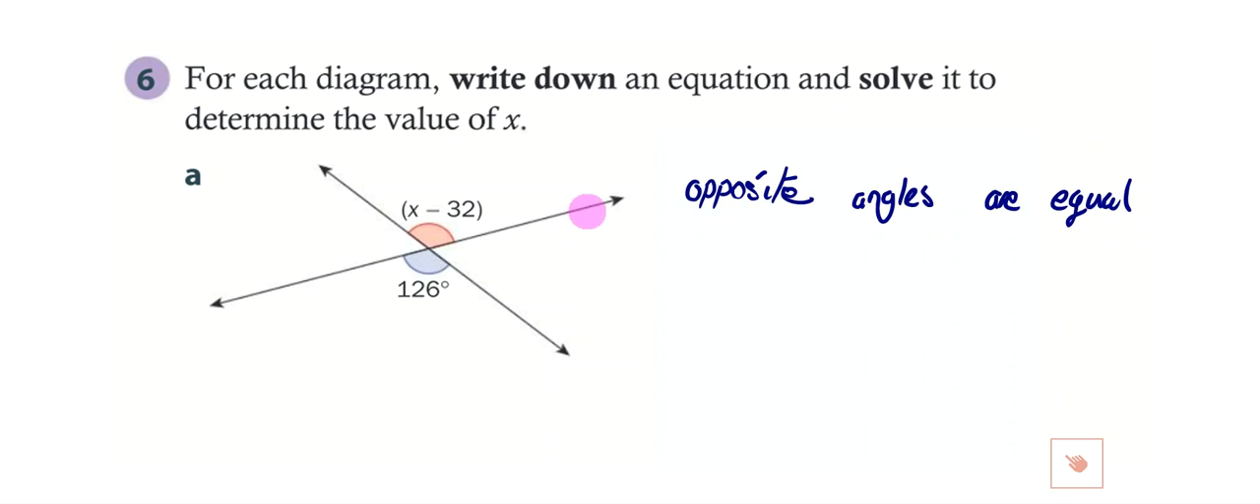So we can now make a statement, which is the write down an equation part of it, and we can say that the x minus 32 angle will equal 126 degrees. Now that gives us a statement that we can then go ahead and solve. So something, when you subtract 32 from it, will give you 126. So you just have to either solve it using your algebraic method or a logical method, but the value for x must be something that is 32 more than 126.